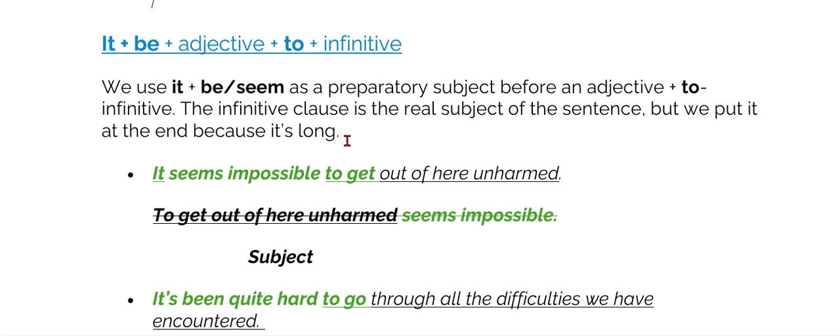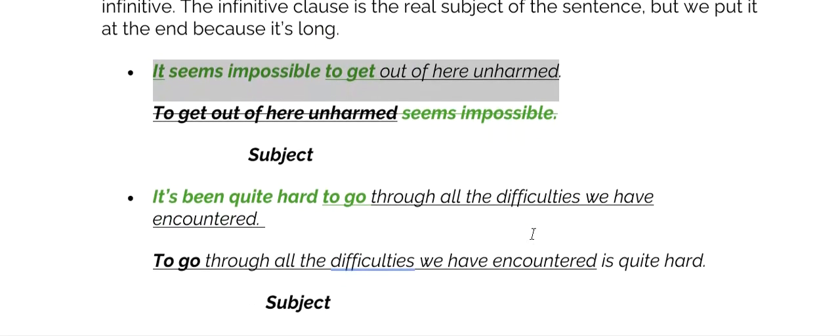Let me just give you a brief explanation here, everybody. In English language, usually native speakers do not prefer to start their sentences with long subjects. So whenever the subject of the sentence is long, it is a long phrase or a long clause, they tend to put it at the end position and start their sentences with a preparatory subject, it. So very clear. Do not start your sentences with a long subject. Instead, put the long subject at the end position and start your sentence with the preparatory or dummy subject, it.